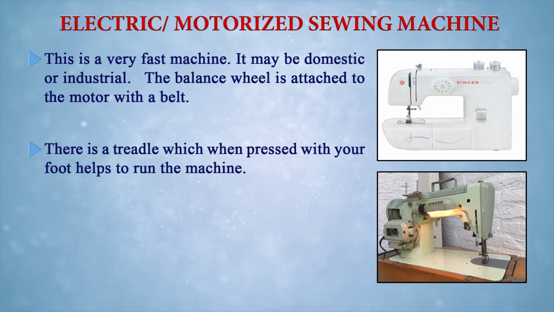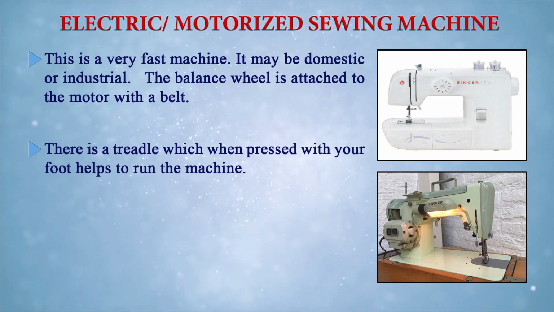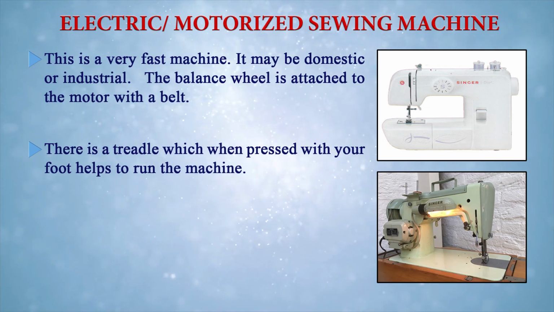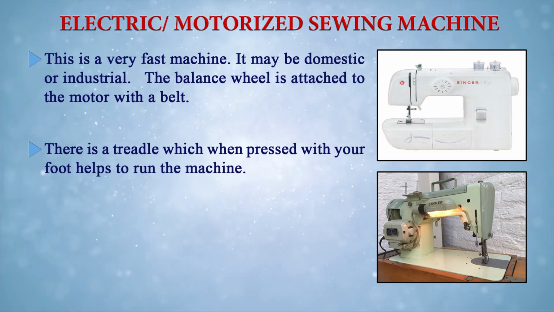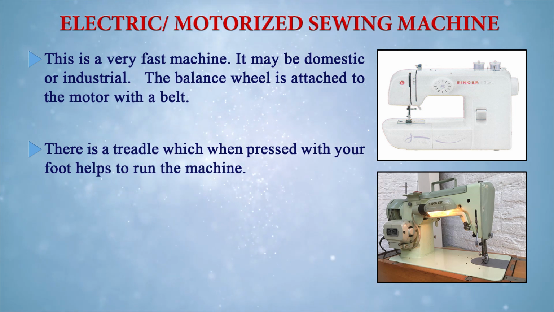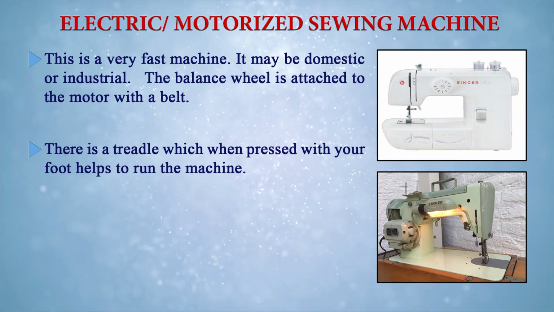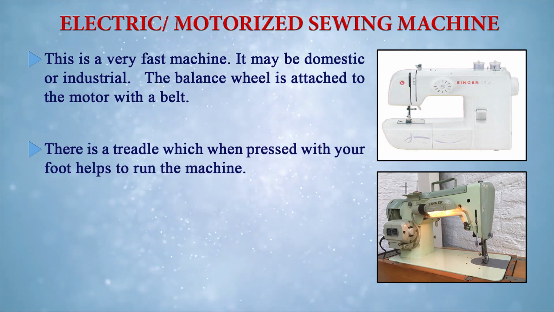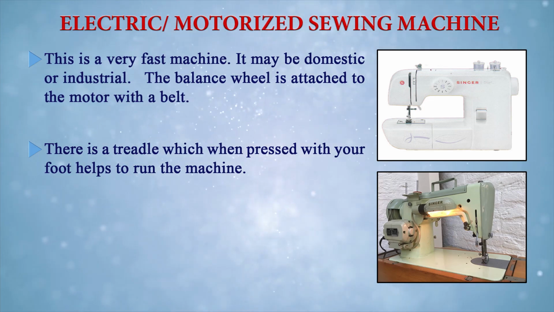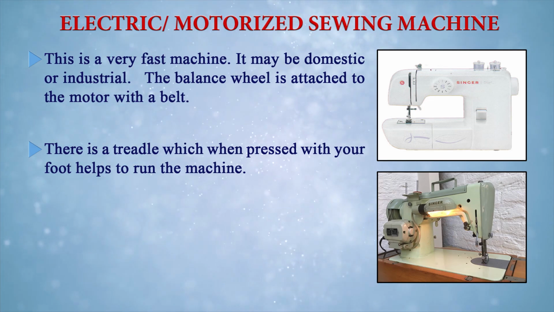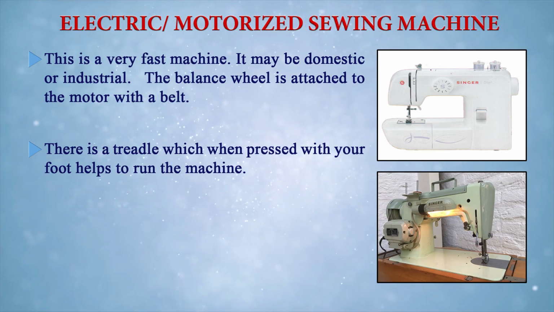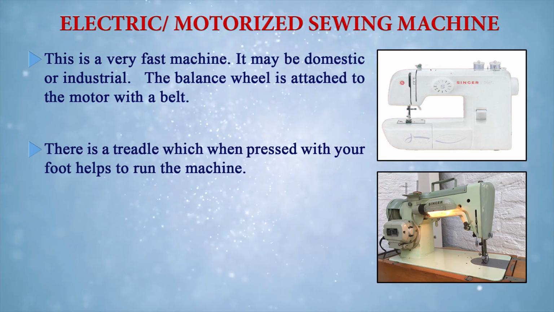There is a treadle which, when pressed with your foot, helps to run the machine. In the treadle machine, we have a treadle below the table, but in the electronic or motorized machine, as you can see, this is how it looks. We have a paddle-like instrument. When you keep the machine and press that paddle with your foot, the machine runs. It is attached to the machine with a wire.